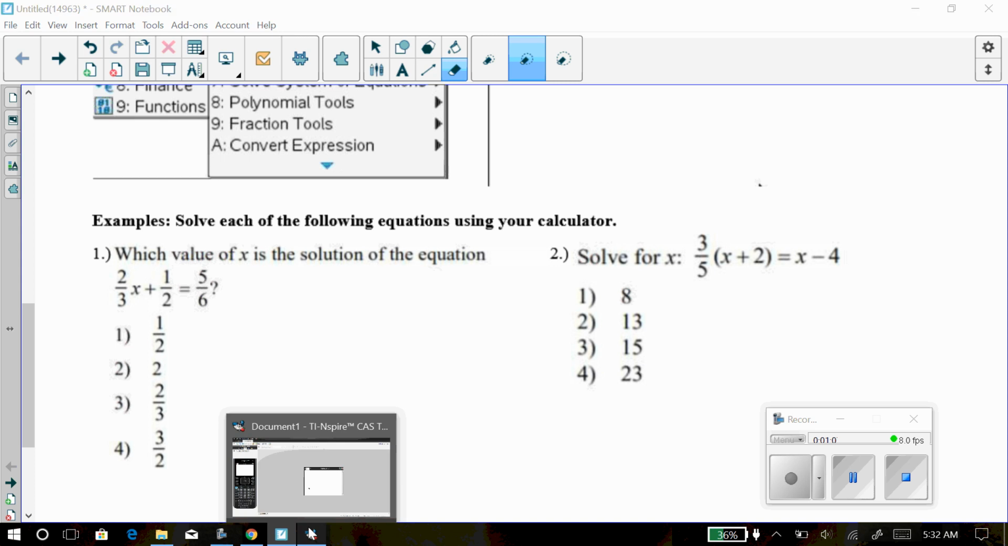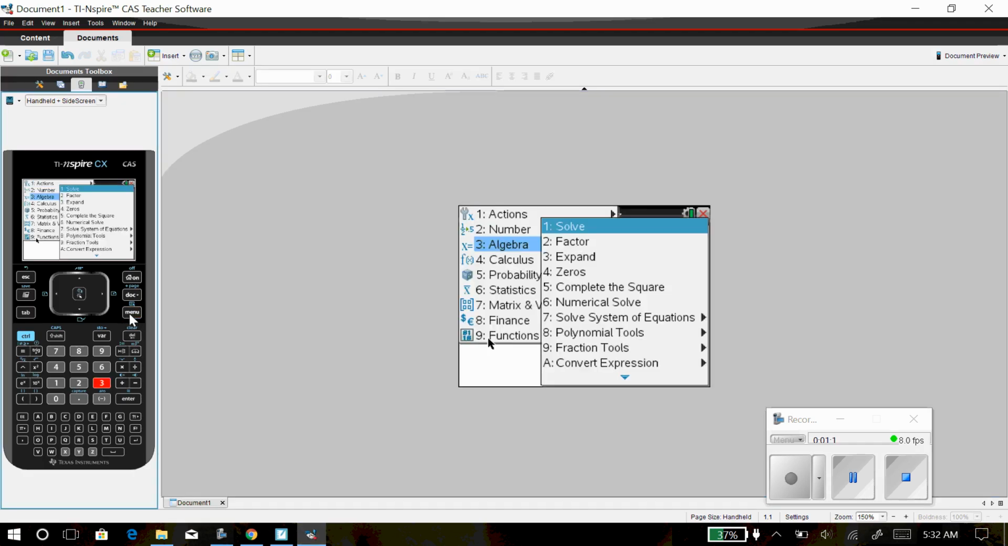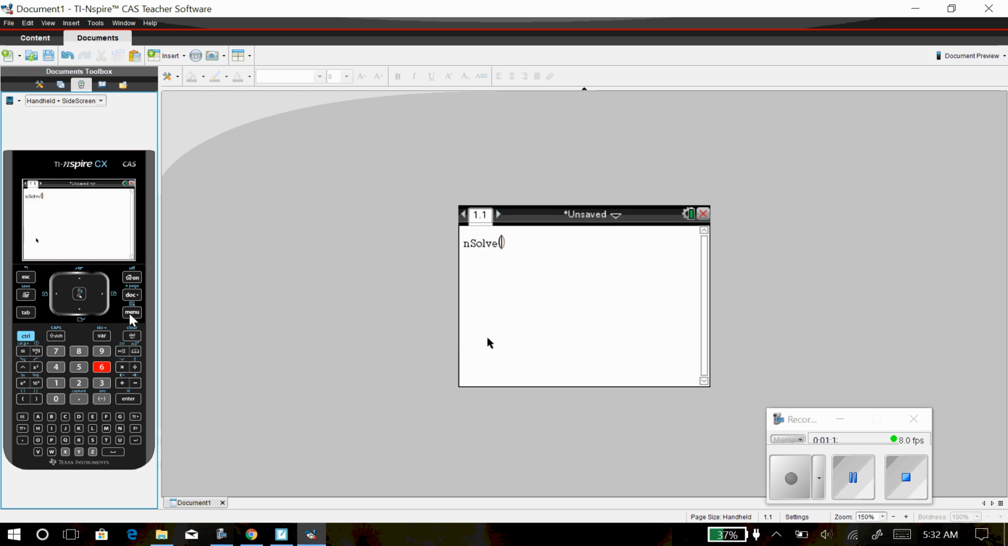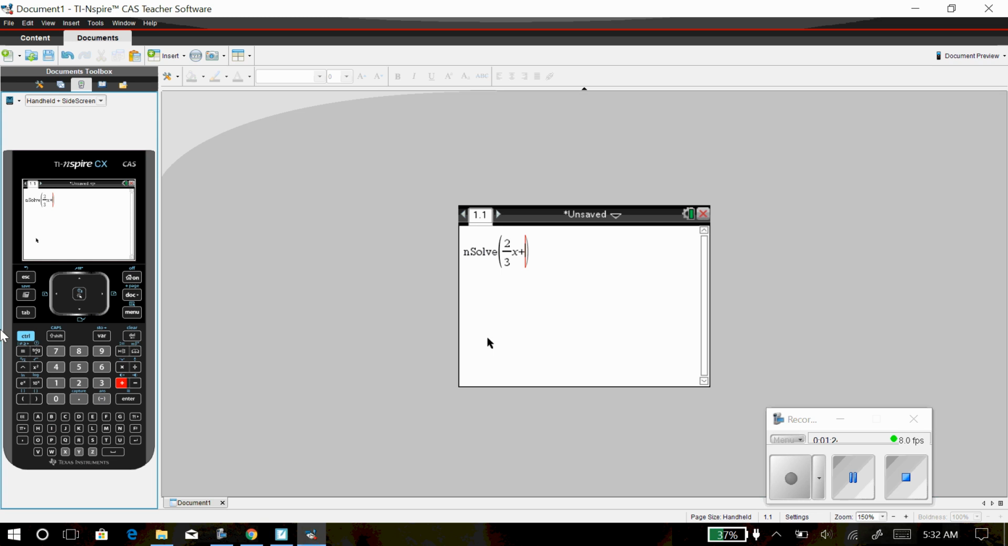So for the first one, let's go to my calculator, go to menu, algebra, numerical solve, and now I have 2/3 x, I think it was, plus 1/2 equals 5/6. Now remember, put that comma x and hit enter.